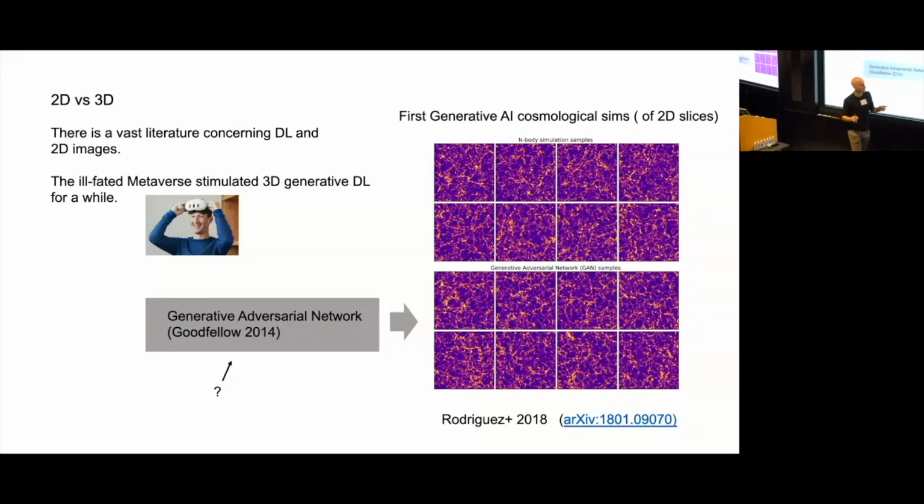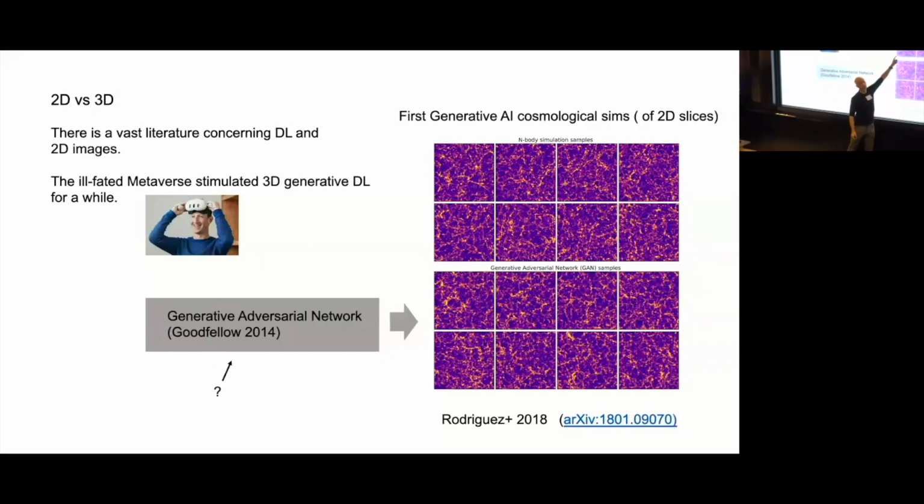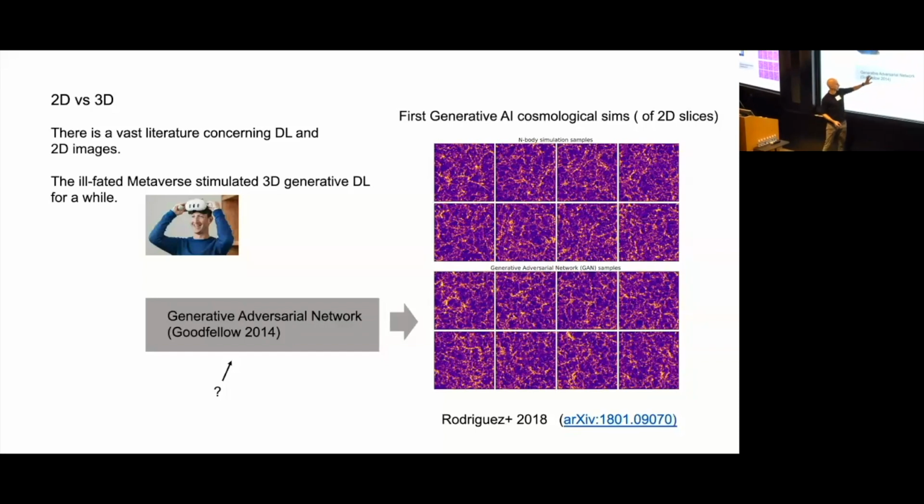But the first work on generative simulations in cosmology was actually in 2D, right? So this is the first paper that I could find. I don't know, Paco, do you know if it's the first paper? So Rodriguez et al. Here, they've got a generative adversarial network, which is generating image slices after having been trained on an n-body simulation, right? And so generative adversarial network, okay, we could draw a diagram of that.